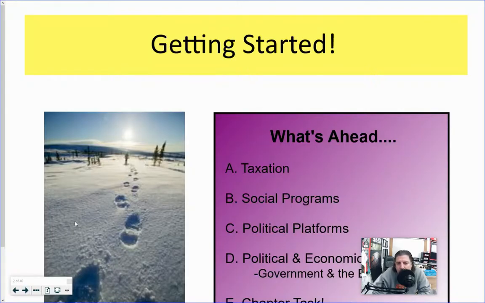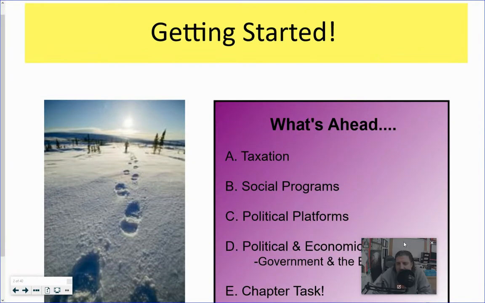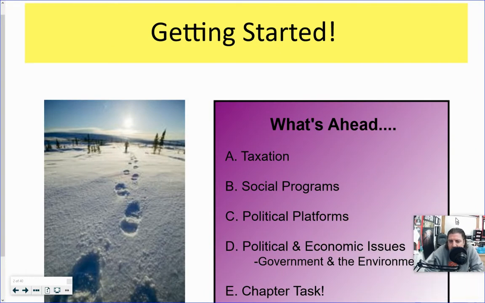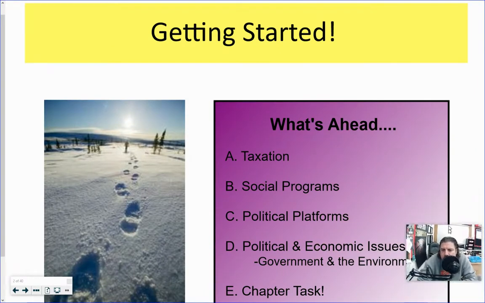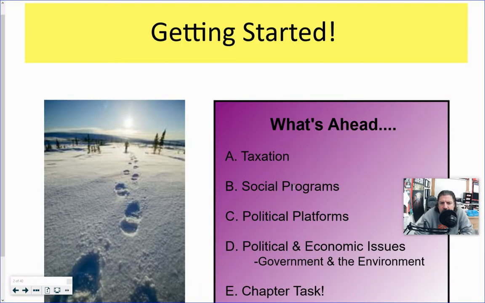So getting started, what's ahead? We're going to be looking at taxation in general. And then in the next lesson, we'll look at social programs. And then in the third lesson, we'll look at political platforms. As far as this other stuff, this is more Chapter 9 information, and I think we've actually covered Chapter 9 at this point. So basically A, B, and C at this juncture.